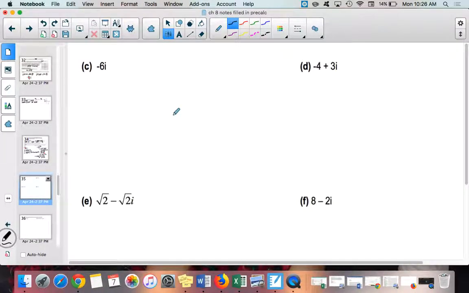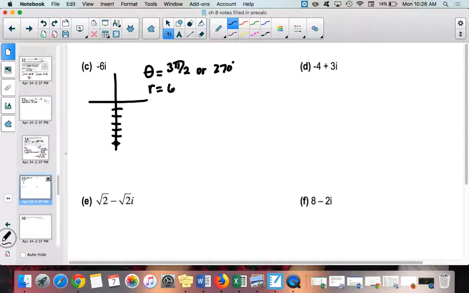All right, so I saw a lot of good answers as I went around. So you guys were noticing that negative 6i was just negative 6 down this way, right? Because it's like 0, negative 6. So its theta ends up being 3 pi over 2, or 270 degrees. And its radius ends up being 6. So this should end up being z equals 6 cis 3 pi over 2. Did you guys get that?